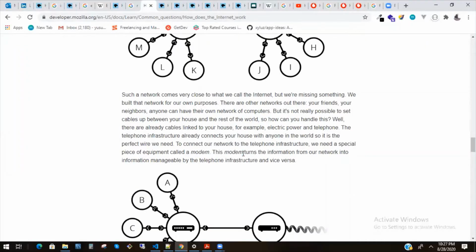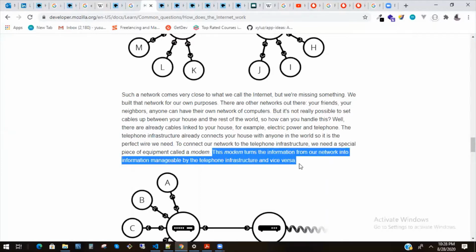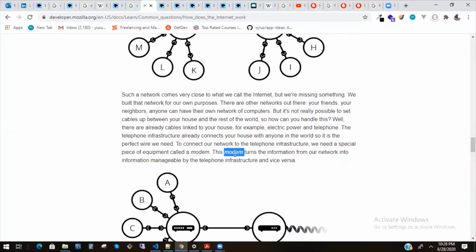You connect your modem to your system. Then through your modem you have internet on your computer. You are able to make use of internet information because you have your modem. The job of a modem is to turn information from our network into information managed by the user. Basically, this is about your internet service provider. This modem is provided by your internet service provider.